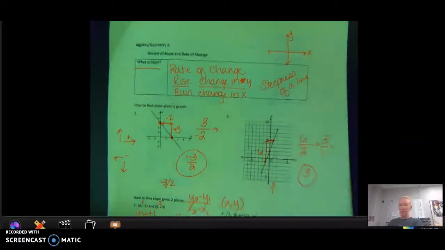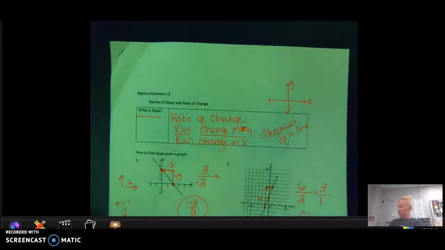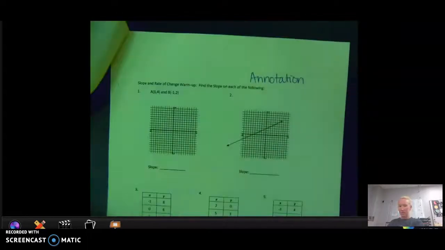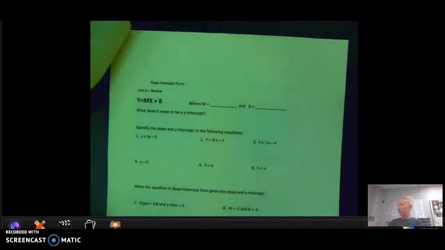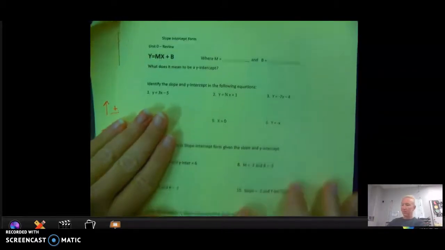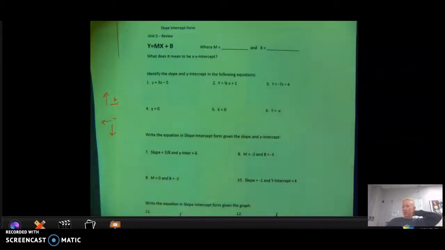Hi guys, so we are back in the notes packet. We finished that set of notes, the first page, and this is what you should have annotated. It should be in your folder. And we are on the second page. Again, this is just review, so we're going through this kind of quickly. The understanding is that you should already know this and have already done it in the past.